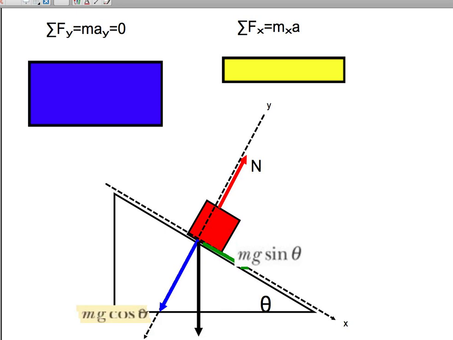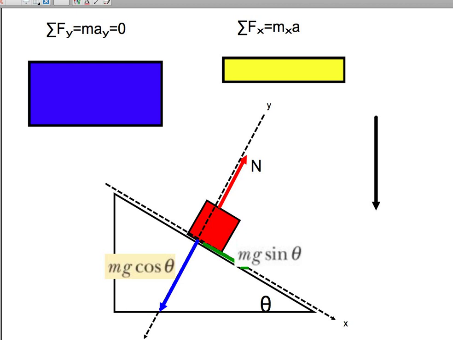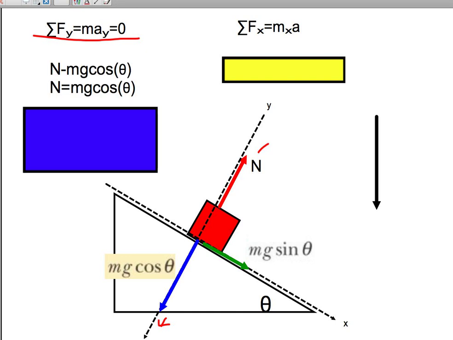So there is no motion in the y direction, so all the forces in the y direction have to add up to zero. Let's look at that problem first. What forces are there in the y direction? Well, there's just the normal force up here and mg cosine theta down. That's it. What does that tell you? Well, those two have to add up to zero since there's no motion, or the normal force is equal to mg cosine theta. The normal force up here is equal to mg cosine theta down, because there's no motion up and down.